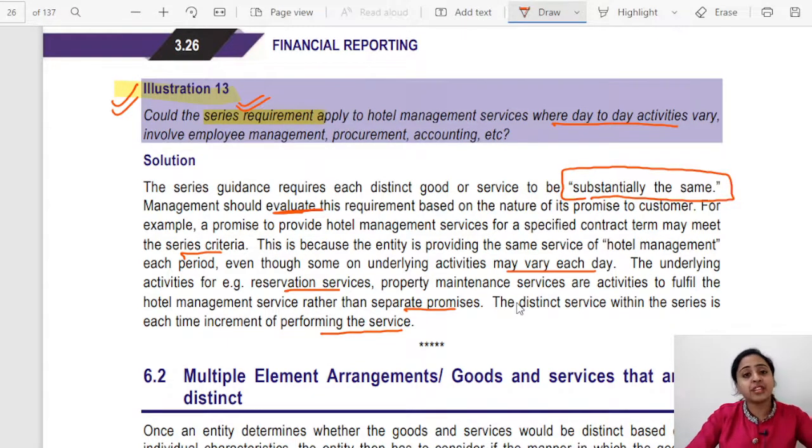If it has made a contract that it will be supplying the same repetitive services many times, then it should be considered one performance obligation. If it is promising some other add-on facilities every time with different customers, and separate services are involved, then it should be considered a separate performance obligation, a separate contract.